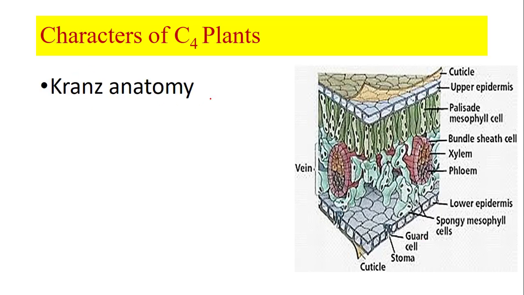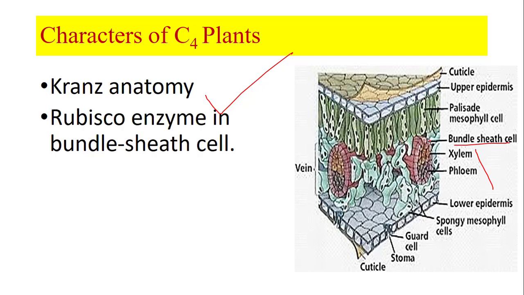C4 plants has Kranz anatomy. It's a very important character. Xylem and phloem form vascular bundle, and this vascular bundle is surrounded by bundle sheath cell. So it is a rounded circular vascular bundle. It is very important. It is known as Kranz anatomy.